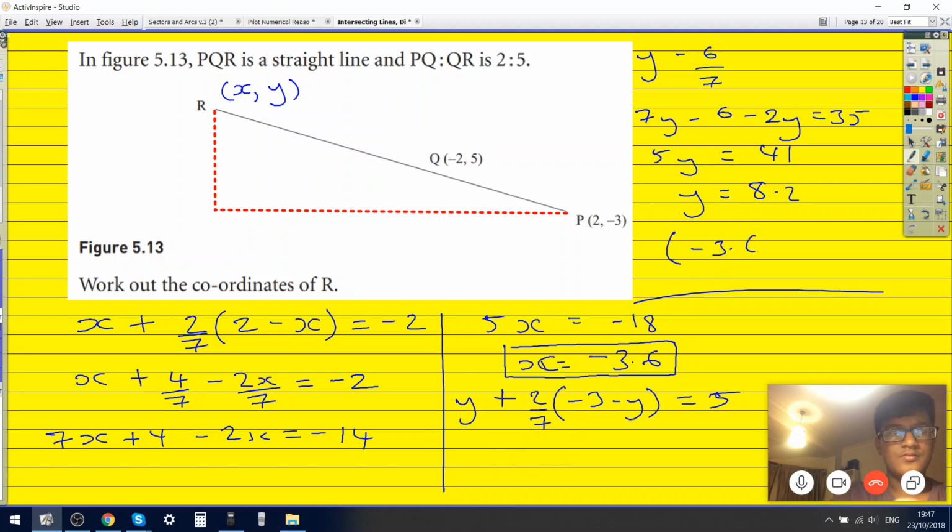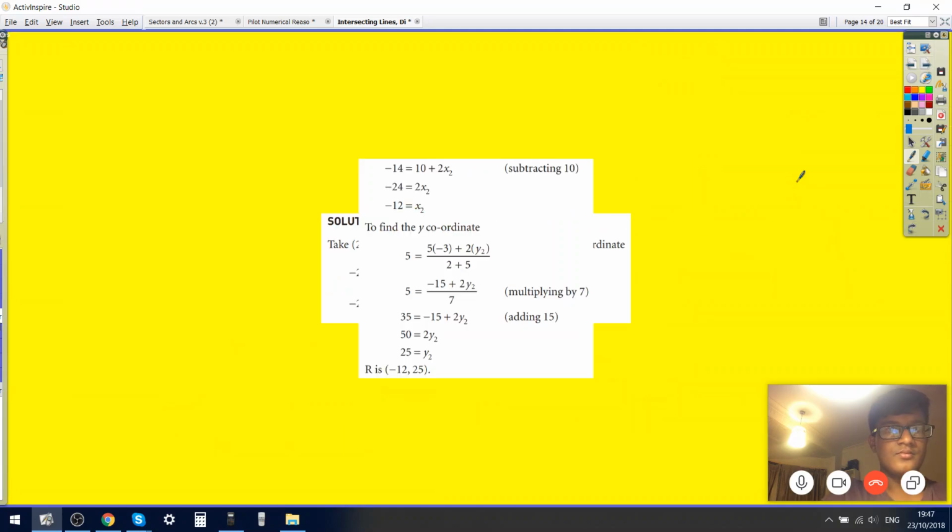Yes, minus 3.6 and 8.2. So essentially just sub it into the same formula that we used and rearrange to solve. Yeah. Any questions about that? No, that's fine.